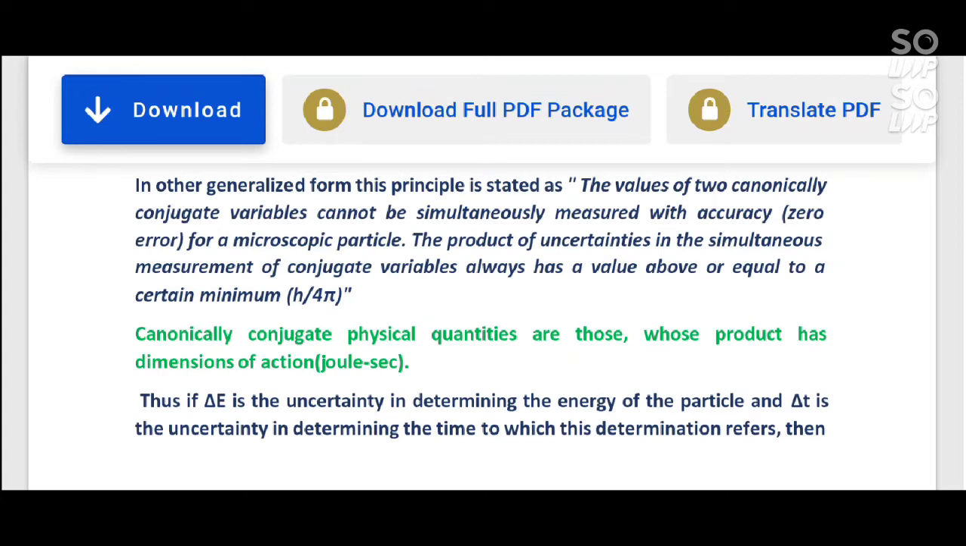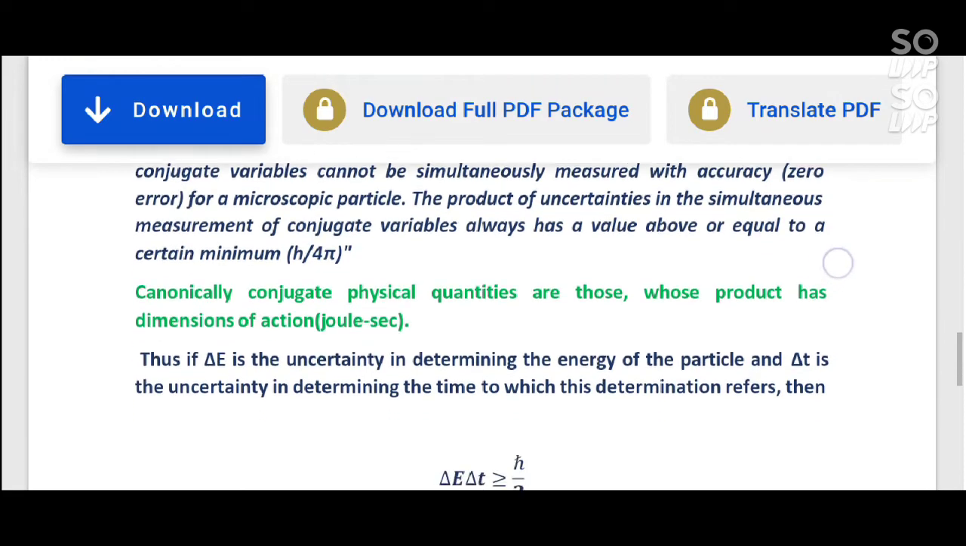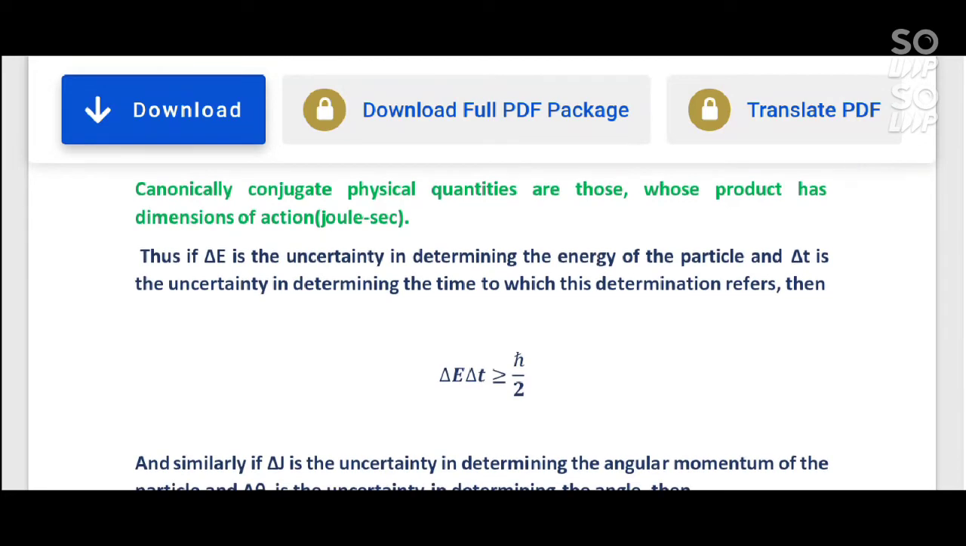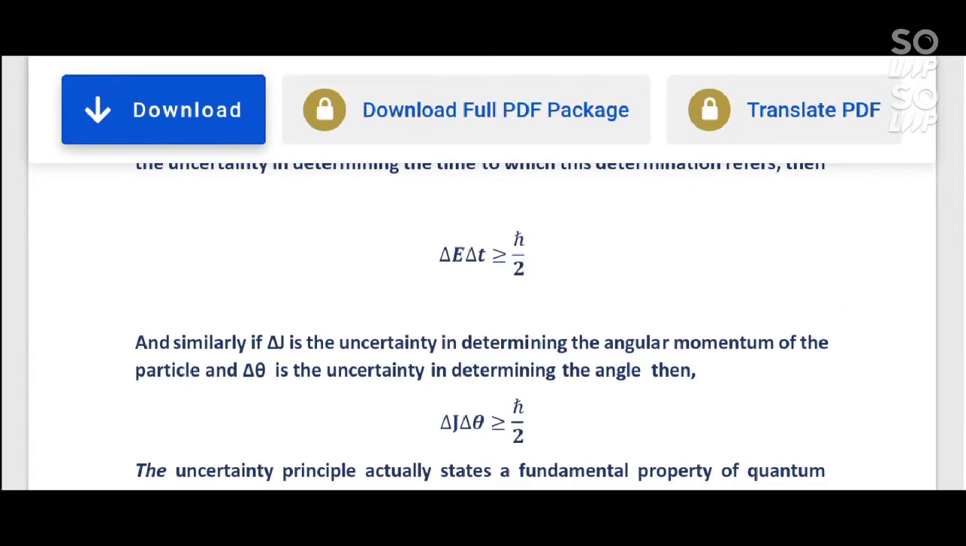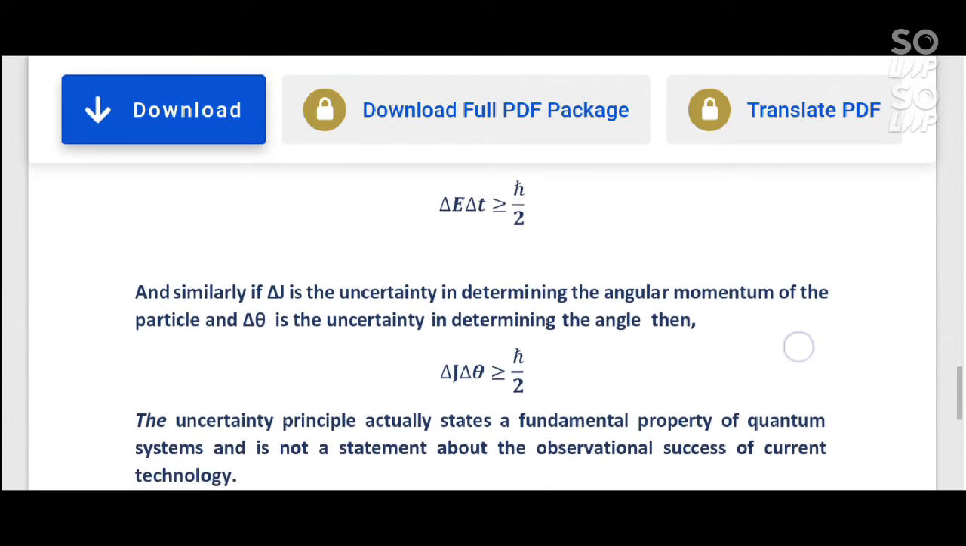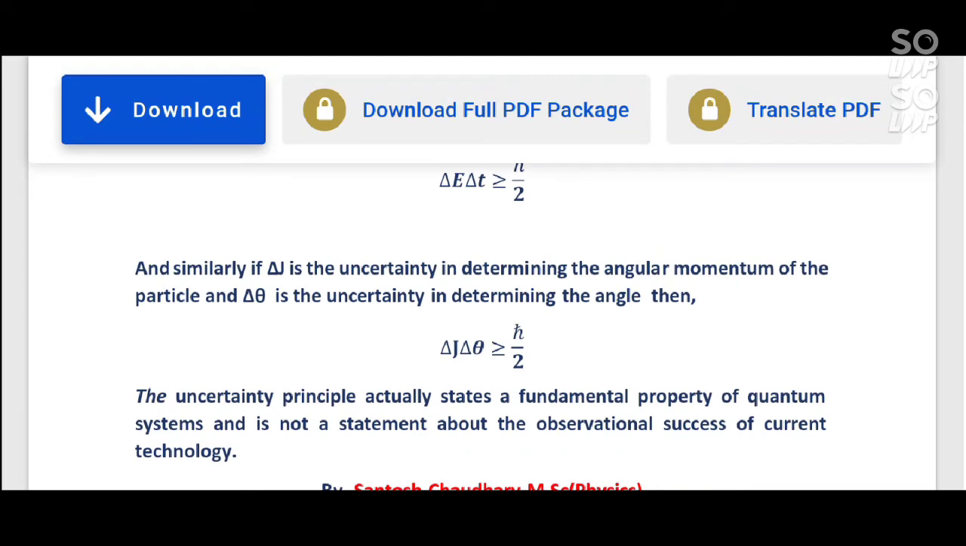Thus, if delta E is the uncertainty in determining the energy of the particle and delta T is the uncertainty in determining the time to which this determination refers, then delta E into delta T will always be greater than or equal to h cross by 2. And similarly, if delta J is the uncertainty in determining the angular momentum of the particle and delta theta is the uncertainty in determining the angle, then delta J into delta theta will always be greater than or equal to h cross by 2.